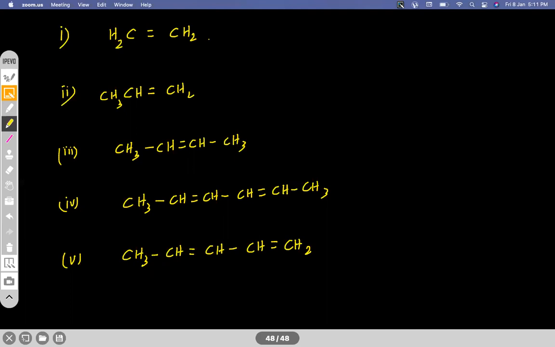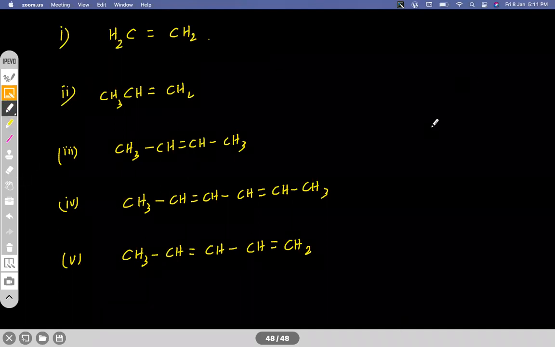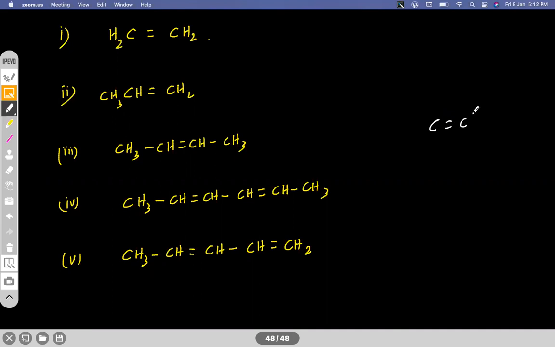Okay. So now you see, the condition for a double bond to show GI is what? Again, I'll repeat. If A and B are there, P and Q are there, what is the condition? A does not equal B, P does not equal Q, isn't it? Identical groups or atoms should not be present on the double bonded carbon atom, isn't it?